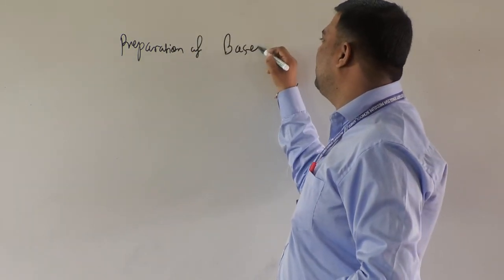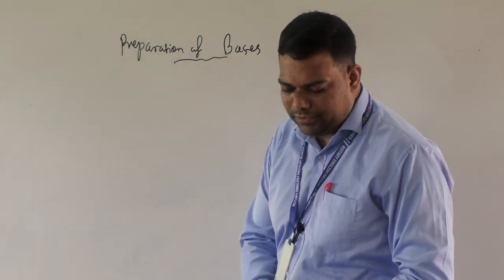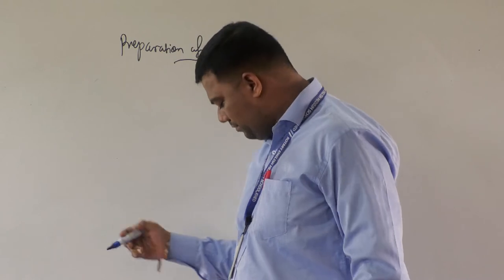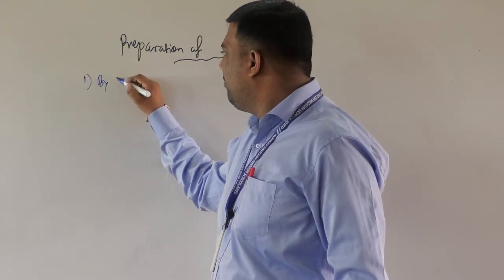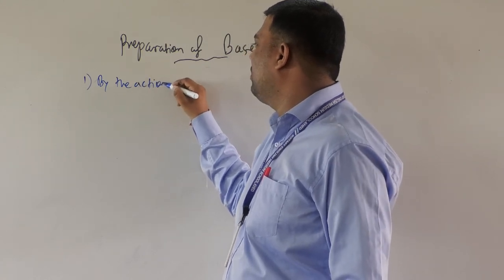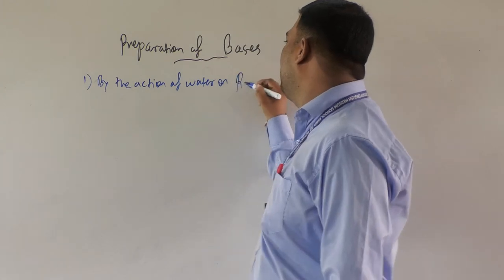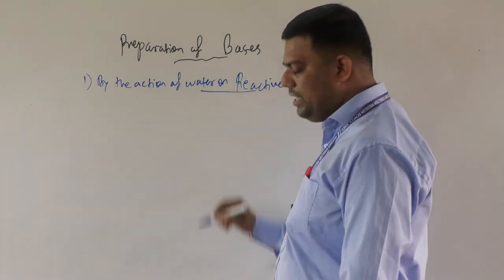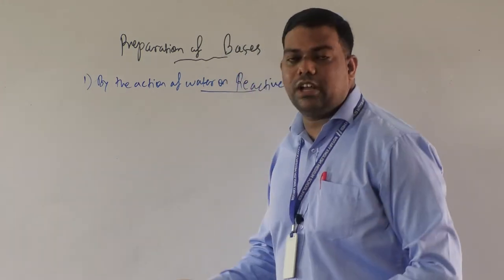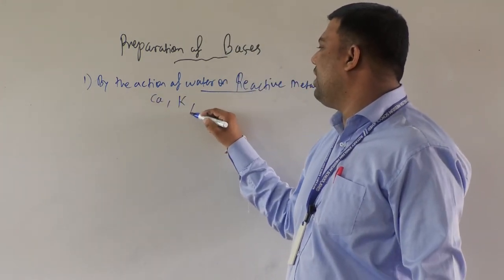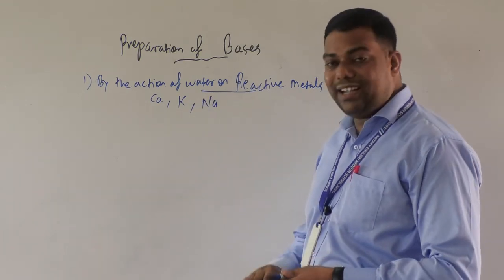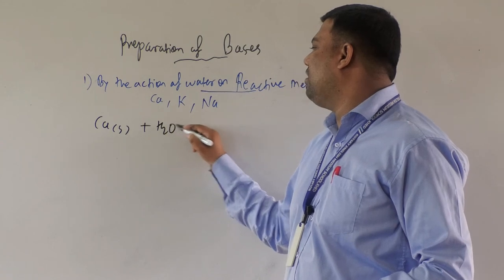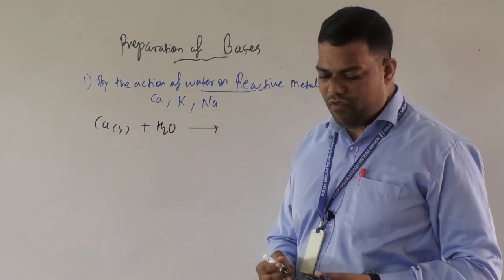Preparation of bases. First, preparation of bases by the action of water on reactive metals. Which are the reactive metals? Calcium, sodium, potassium. These are examples of active, reactive metals. For example, calcium solid plus water, what do they give us?